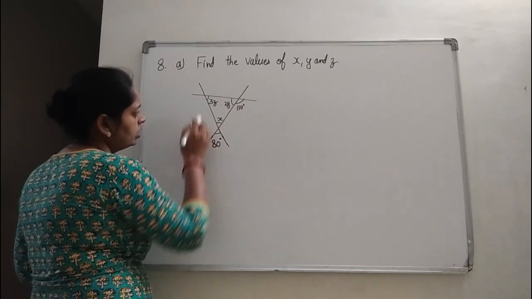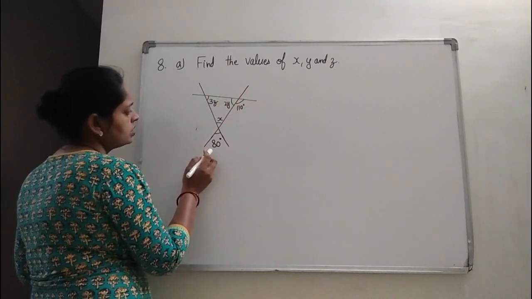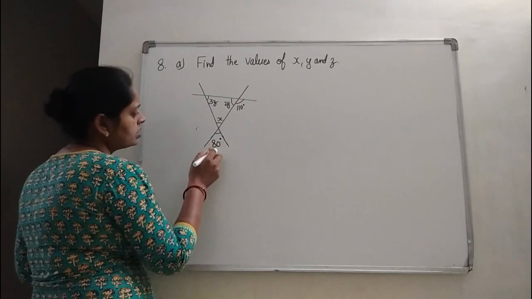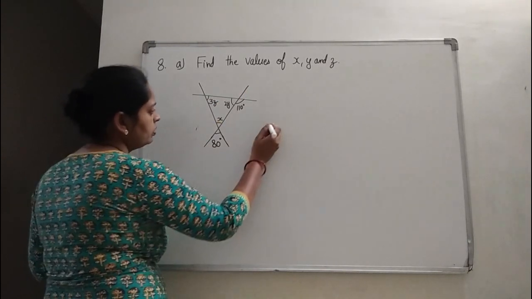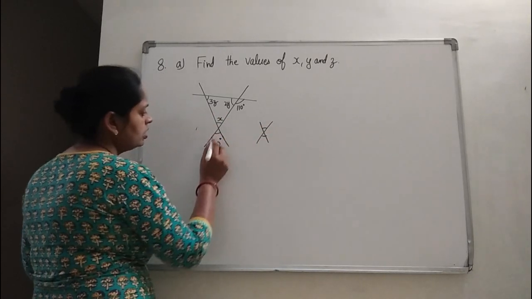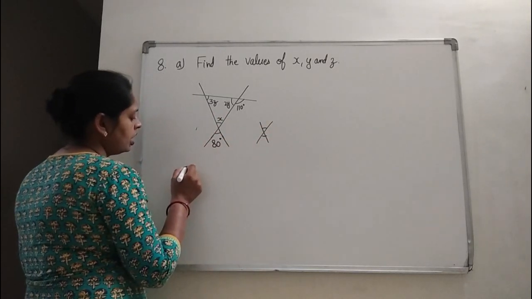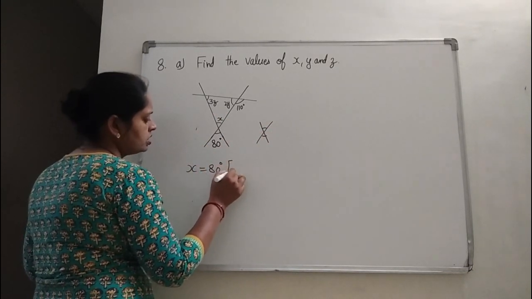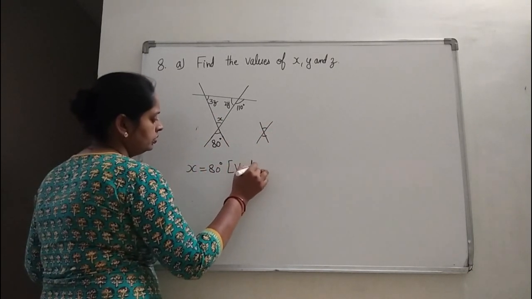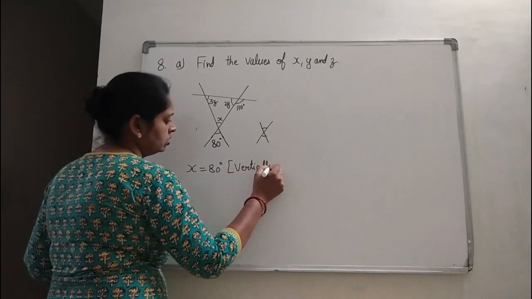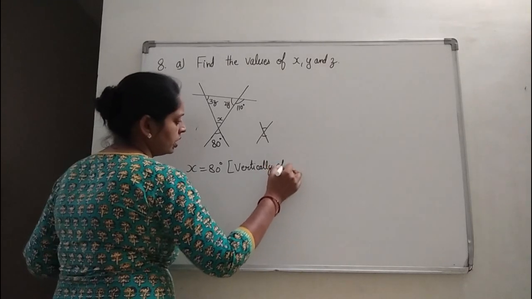Now from here, these two are intersecting lines at this point and this is 80 degree. And here we can see directly that when we have two intersecting lines, then these two angles are vertically opposite angles. So x and 80 are vertically opposite angles. So x will be equal to 80 degree. What is the reason? Vertically opposite angle.